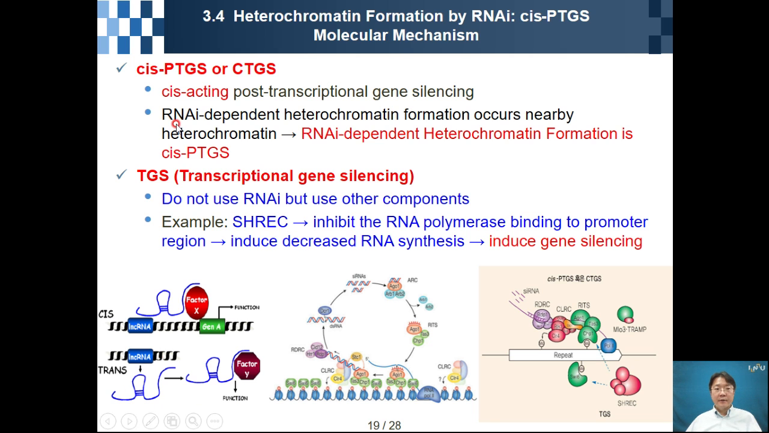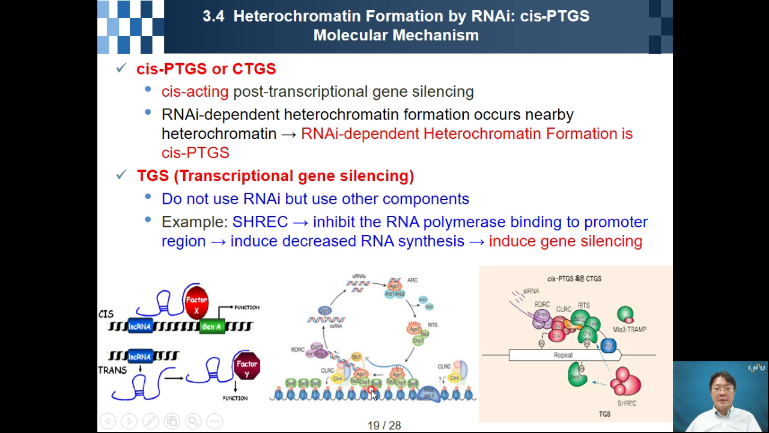However, RNAi-dependent heterochromatin formation usually always occurs nearby heterochromatin. If there is nearby heterochromatin, it will induce the RNAi-dependent heterochromatin formation.